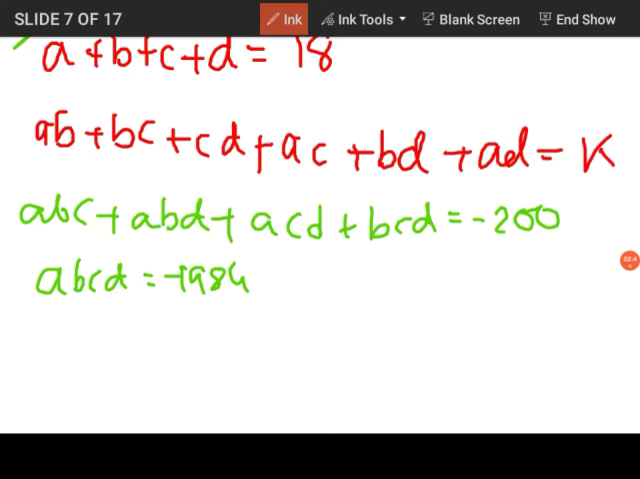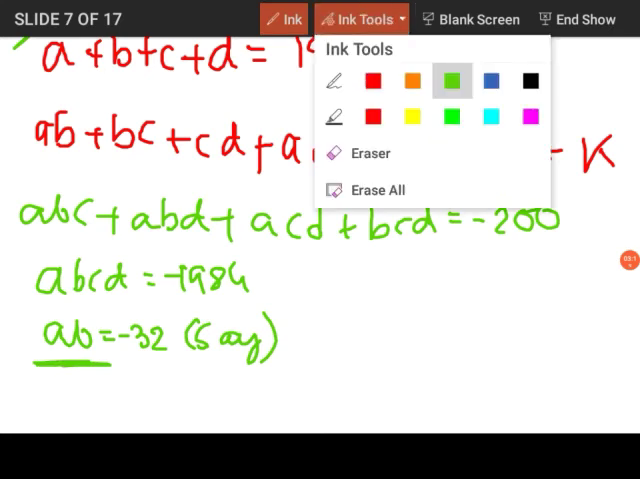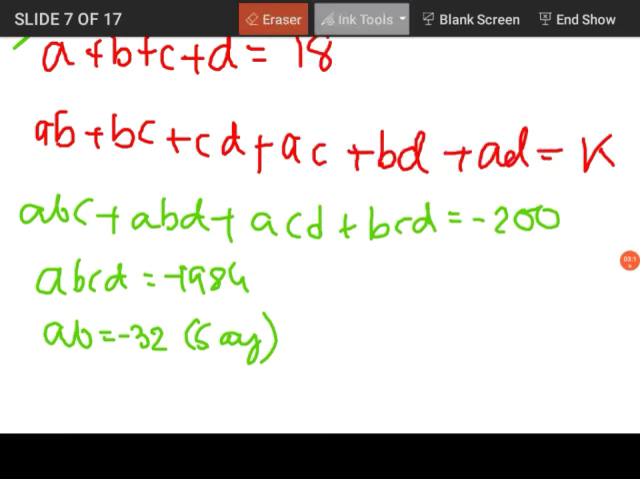We will not care about which root we are taking, and this also makes sense because we are asked to find the k, not the roots. So let's take the product of any two roots as, say, ab is minus 32, and you will see how it is not useful for us which two roots we are taking. You will see in a while.